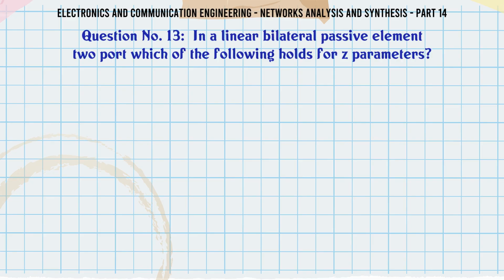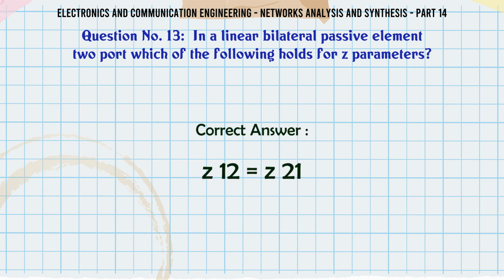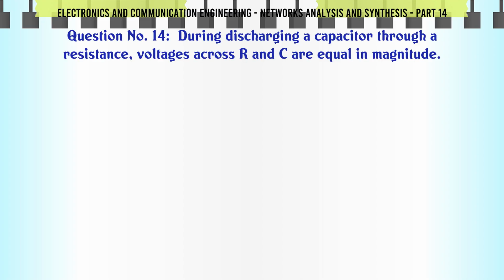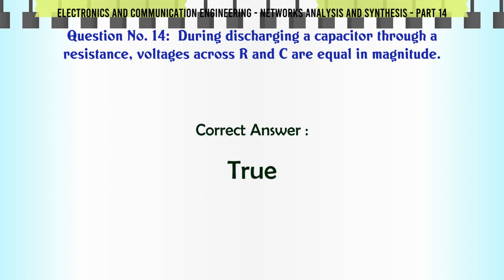In a linear bilateral passive element two-port, which of the following holds for Z parameters? A. Z11 = Z22, B. Z12 = Z22, C. Z11 = Z12, D. Z12 = Z21. The correct answer is Z12 = Z21. During discharging a capacitor through a resistance, voltages across R and C are equal in magnitude. A. True. B. False. The correct answer is true.